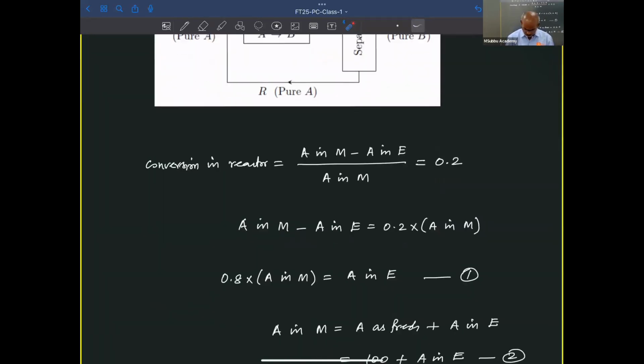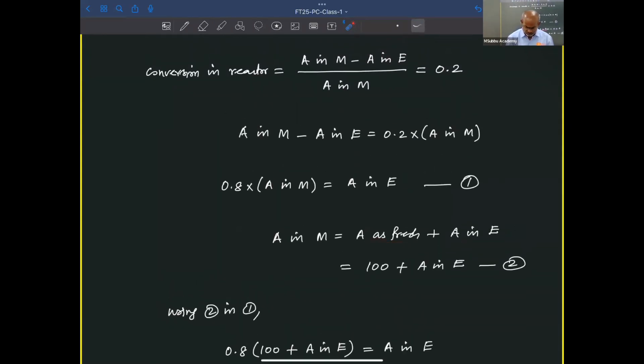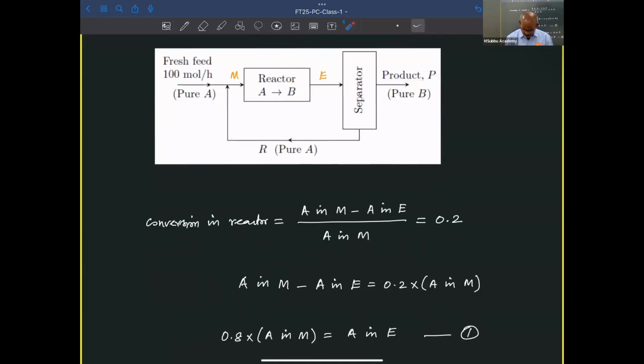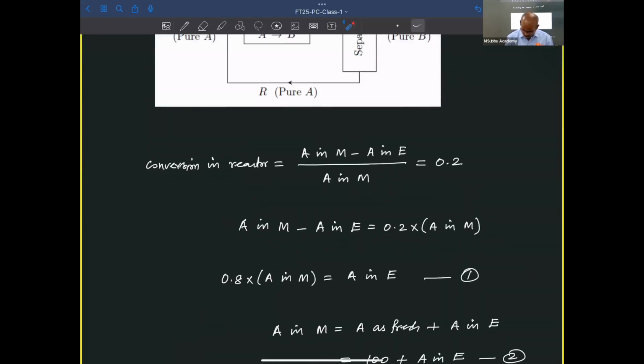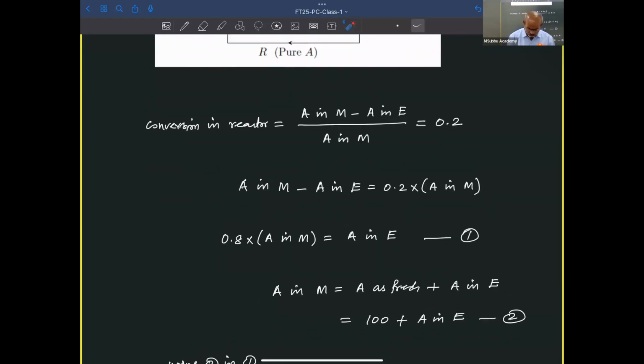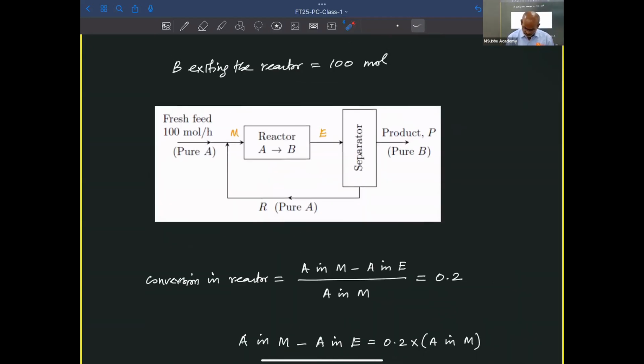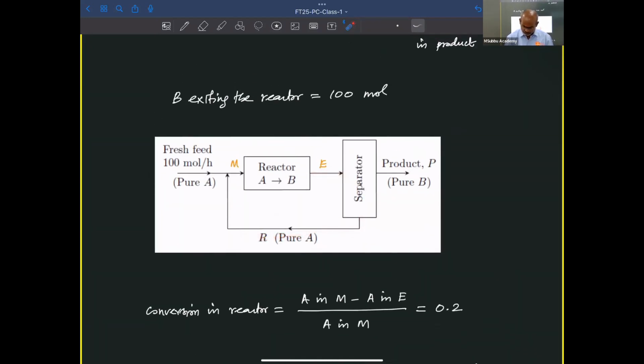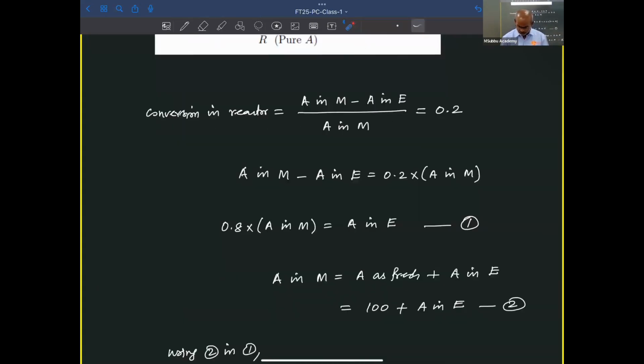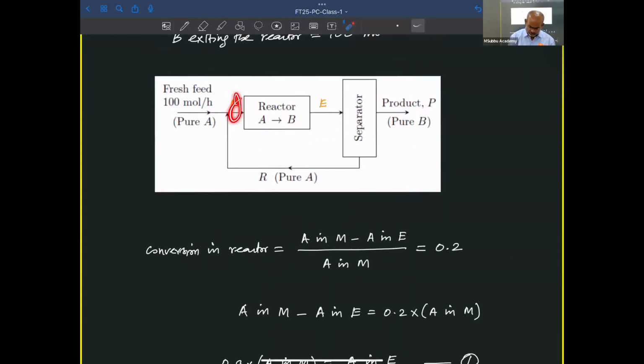A in M is A as fresh plus A in E itself. All the A in E is coming back, so you write that as A in R. A in R is nothing but A in E itself, because whatever E entering leaves as product, which is pure B, and all the A of this E simply goes to the recycle. So A in M is simply A fresh and A in R, whatever A is here is simply coming here.